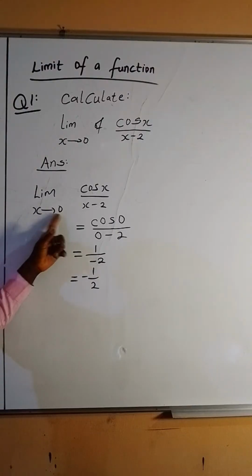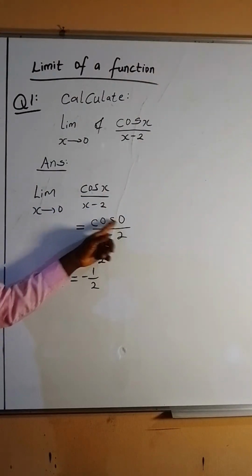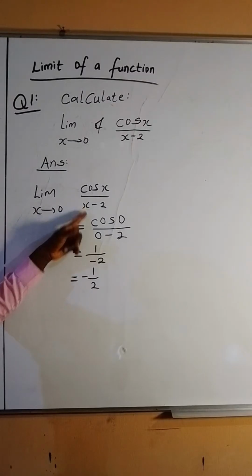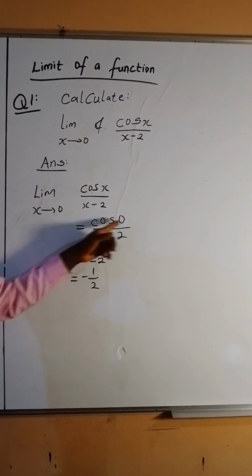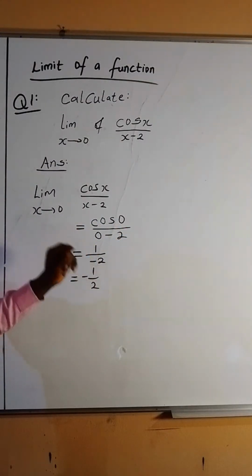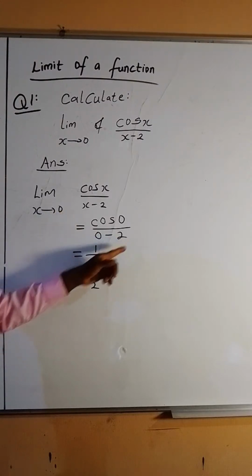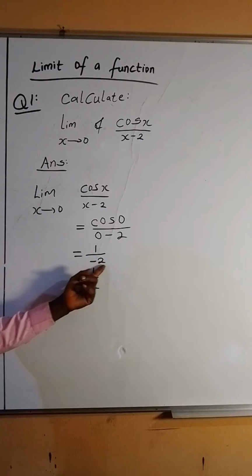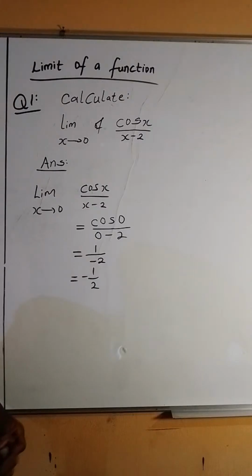Remember, x approaches 0. x is not equal to 0. But we are going to substitute this 0 here to give us cos 0. Then here, same 0 will be here to give us 0 minus 2. So here, cos 0 is 1. While if we substitute here, we have 0 minus 2, which is simply minus 2. So this gives us minus 1 over 2. So this is the answer to the first question this morning.